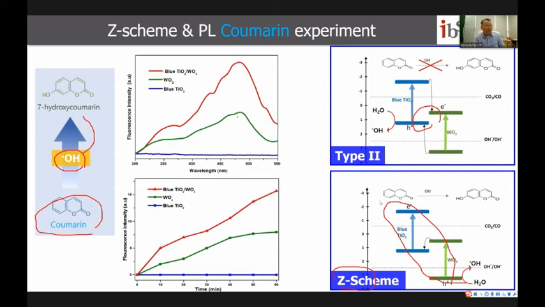Okay, so as you can see here, blue TiO2 alone is not generating, but with the WO3, it is generating, and in the mixed one, it gives the best result. This means that the hydroxyl radical is mainly made on the WO3, right? So through this control experiment, we found that our material passes through the G-scheme.